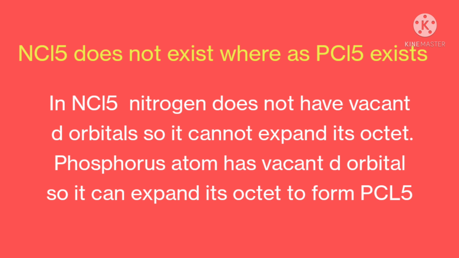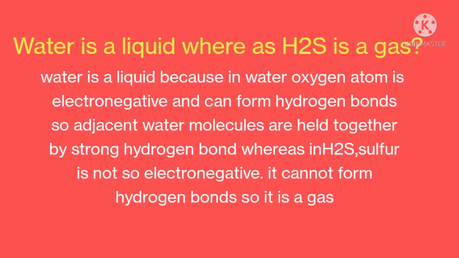NCl5 does not exist, whereas PCl5 exists. In NCl5, nitrogen does not have vacant d orbitals, so it cannot expand its octet. Phosphorus atom has vacant d orbitals, so it can expand its octet to form PCl5.